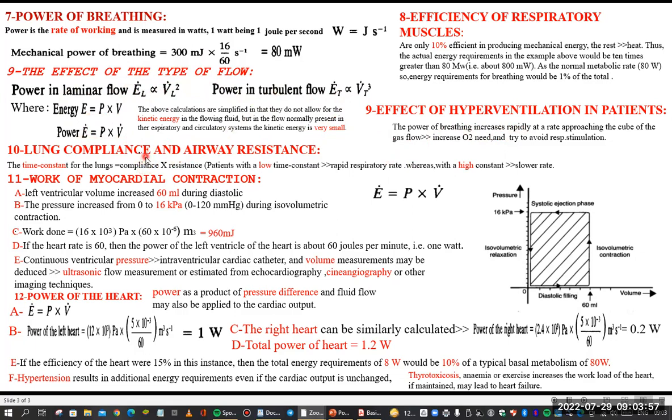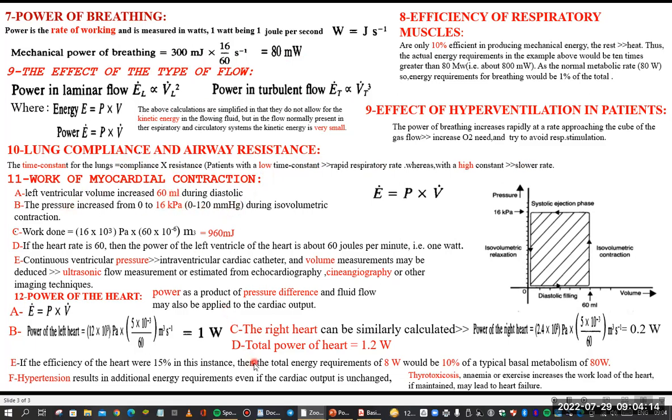This is the point mentioning the lung compliance, I'm sorry, the time constant, which is tau, equals compliance times resistance, as we had mentioned before in the previous chapter.